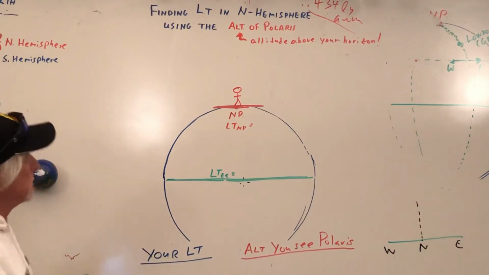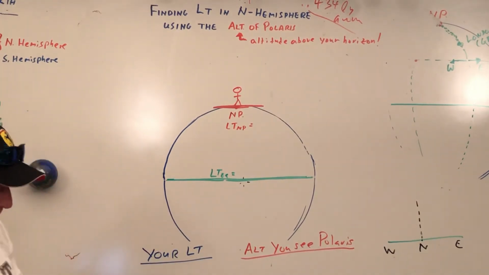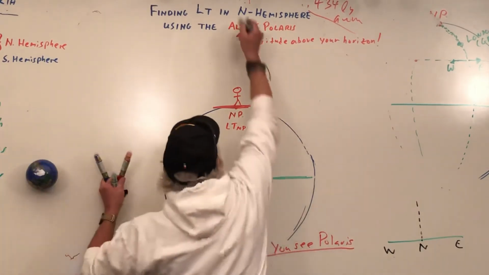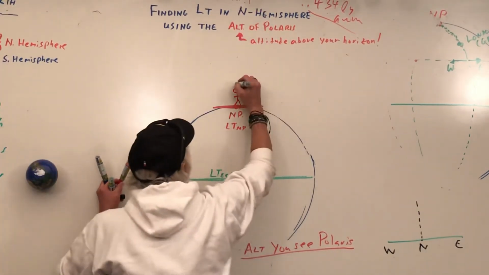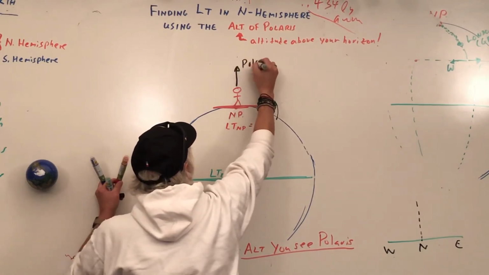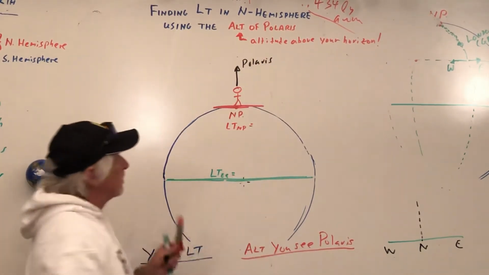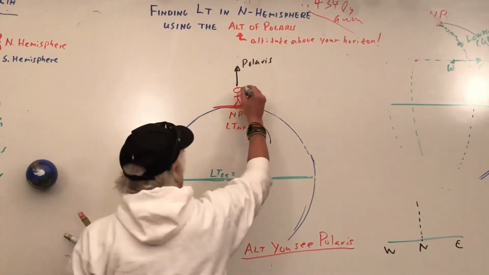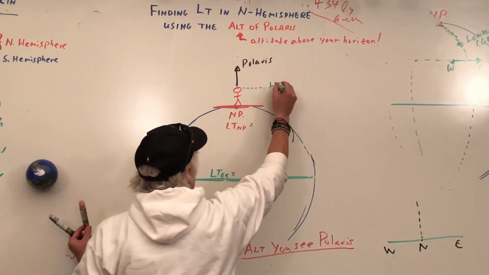All right. Let me make Polaris. I can't make Polaris green because there are no green stars. Well, they don't look green, at least. Polaris. Notice for you, this is your horizon, right?